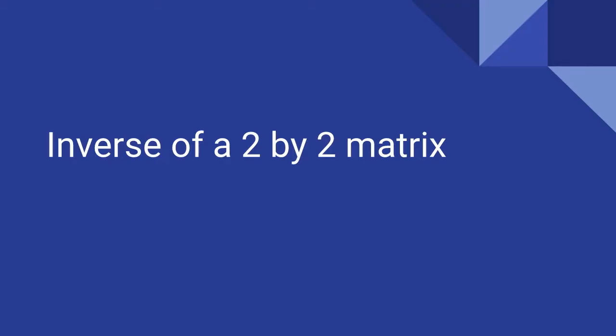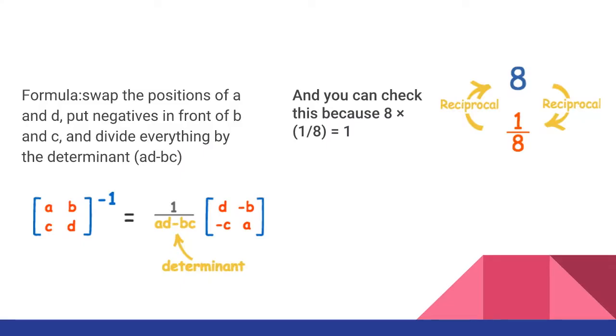And then inverse of a 2 by 2 matrix. Formula: swap the positions of A and D, put negatives in front of the B and C, and divide everything by the determinant, which would be the equation AD minus BC. And here's a little chart demonstrating that, and the way you can check it is because 8 times 1/8 equals 1, so that goes from there.